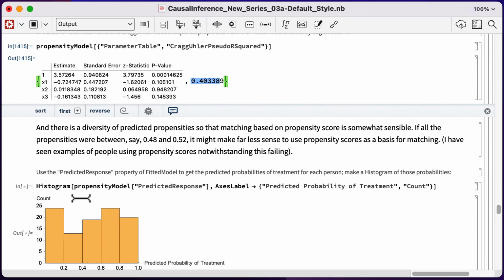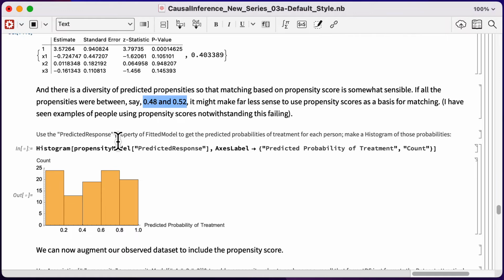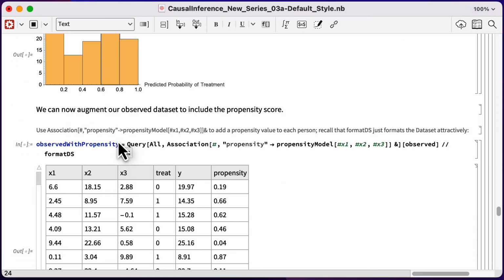Moreover, we better make sure that we have diverse levels of propensity, and in fact we do if we look at a histogram of the predicted propensity levels of being treated. We can see that it spans the zone from 0 to 1. So that's good. Footnote, I've seen studies which use propensity weighting where that wasn't true, and basically no one noticed, so they make no sense. In any event, what we can now do is augment our data set and include the propensity value for each person. So let's run that.